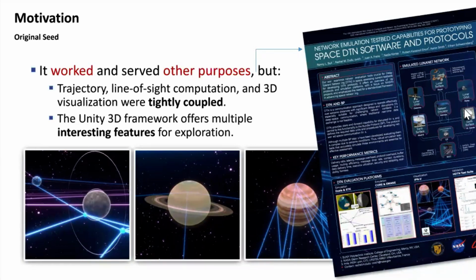But the prototype at this stage was a bit limited in that all the planetary trajectory plus the satellite trajectory propagation was tightly coupled with the rendering and the visualization part of the tool. So this means that if you have sophisticated topologies, then you pay with frames per second, essentially, right? Because everything was computed online.